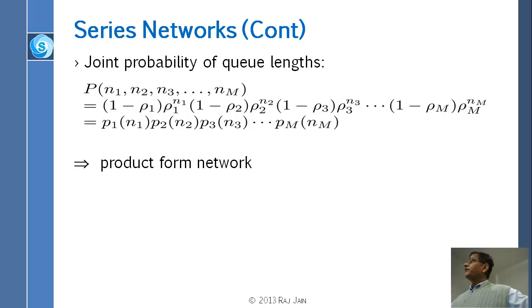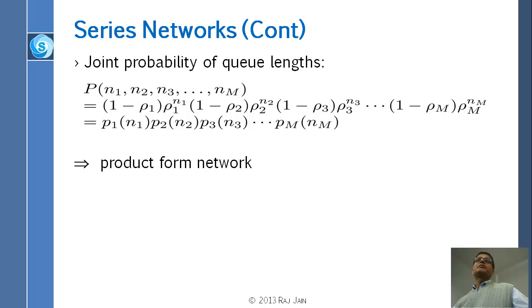The probability of n1, n2, n3, ..., nm is some product of terms, which are functions of n1, n2, ..., nm. These kinds of networks are called product form networks. This is a very important class of networks which doesn't have to be series, and we will notice that there are many other networks that follow this property: if you have m devices, you can find the combined probability by just multiplying some expressions.